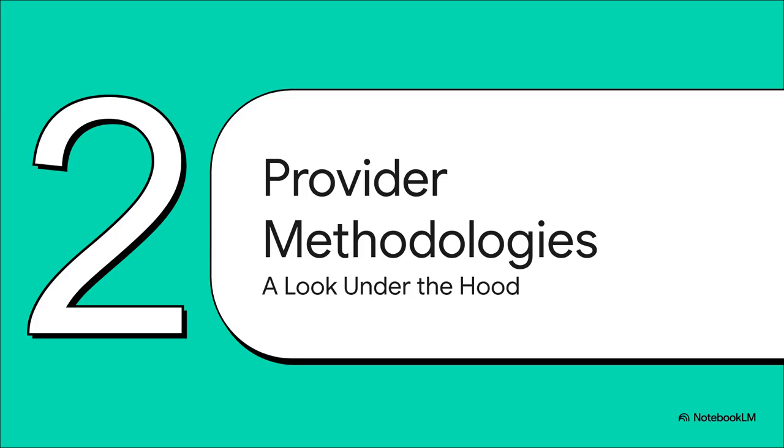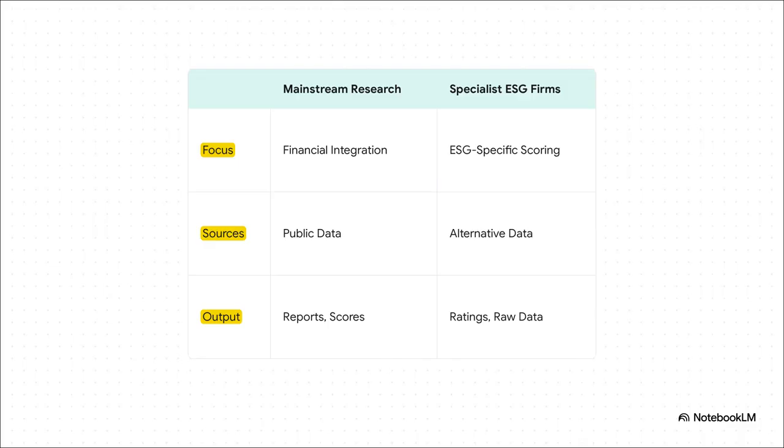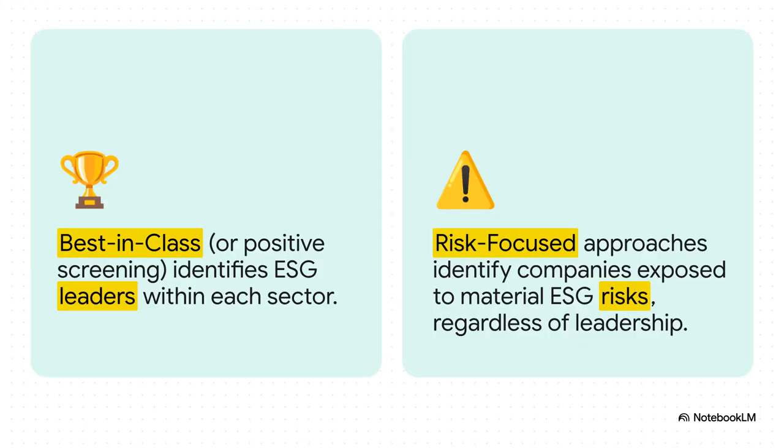The next critical step is understanding how these providers are actually generating their scores and ratings. It's all about the methodology. And this table just lays out the philosophical divide perfectly. Your mainstream firms, they often treat ESG as just another layer to slap on top of their existing financial analysis. But the specialists, they've built their entire process from the ground up. They're focused exclusively on ESG risks, impacts, and often use all sorts of alternative data to try and find an edge. And even within those philosophies, the methodologies split even further.